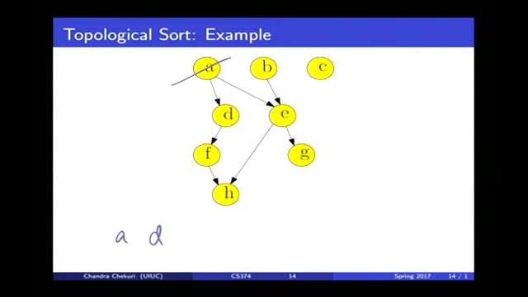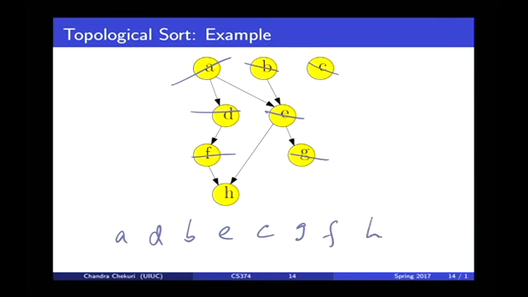Now I remove D. What are the sources in this DAG? B, C, and F, right? So maybe I'll pick B now. Okay, now I remove B. What are the sources in this DAG now? E is now a source, and then I can put C, then G, and then F, and so on, and then H. There is no unique topological sort. There could be many.